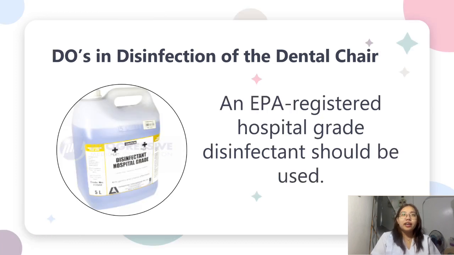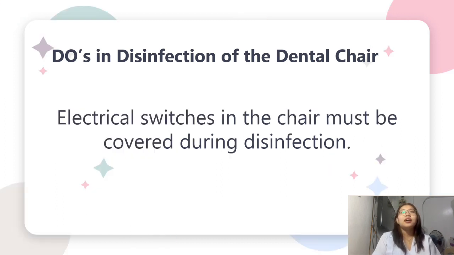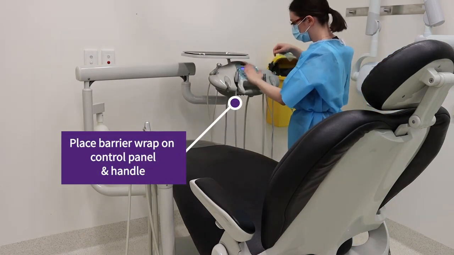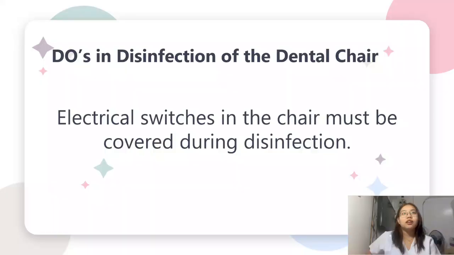Next, an EPA-registered hospital-grade disinfectant should be used. Other chemicals may stain the upholstery part of the dental chair. Also, some brands of dental chair only allow specific products to clean their products. Next, electrical switches in the chair must be covered during disinfection. Chemical solutions may damage the unit or cause an electric short in the switch if not covered.